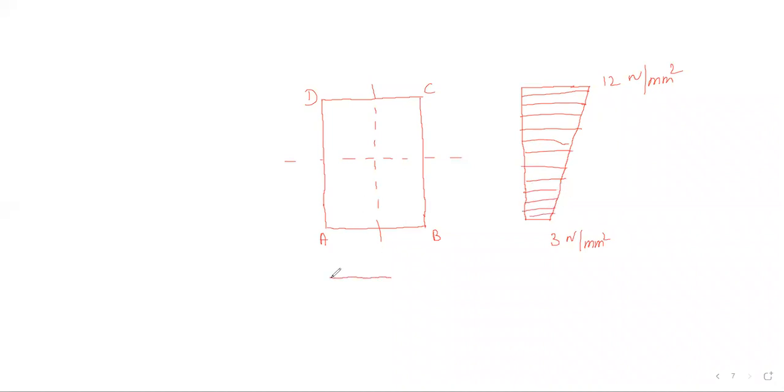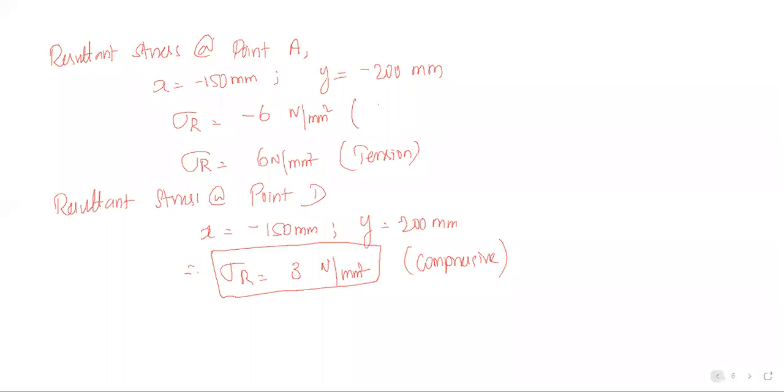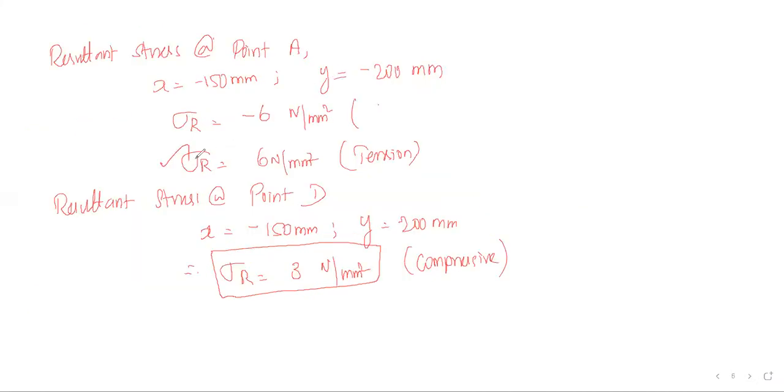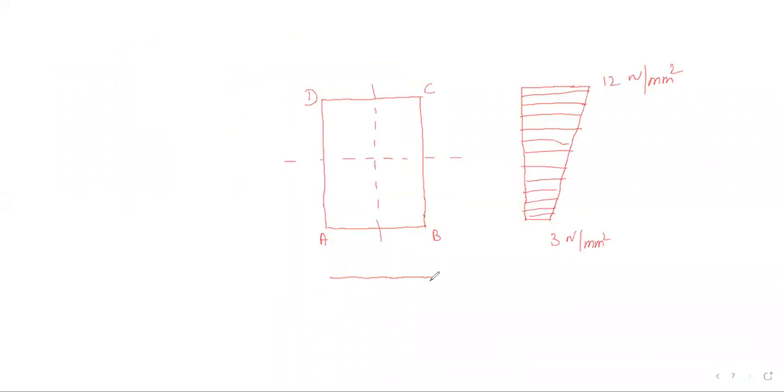Next is another side. The stress at point A is 6 Newton per mm squared, in tension. At B it is equal to 3 Newton per mm squared, and at A it is equal to 6 Newton per mm squared tension. So here it is 3 Newton per mm squared, and here it is 6 Newton per mm squared, that is tension. So this is our stress distribution diagram.